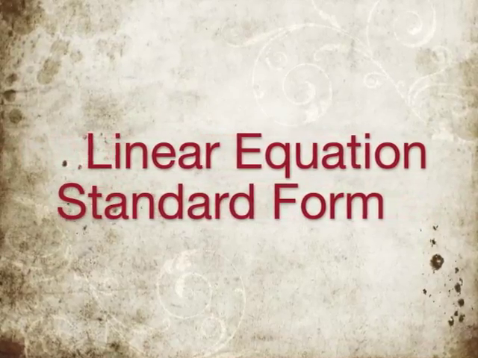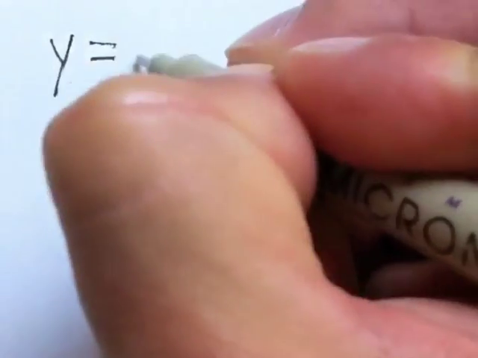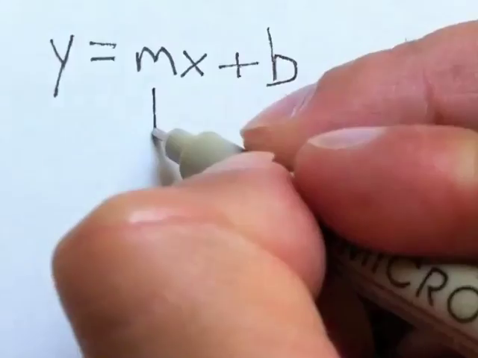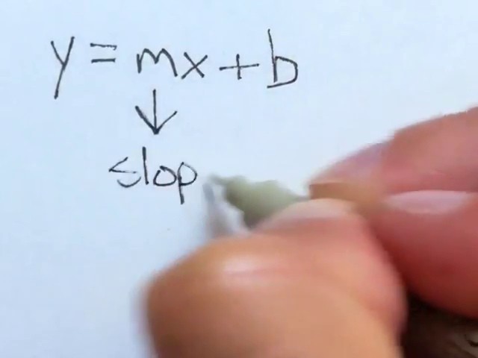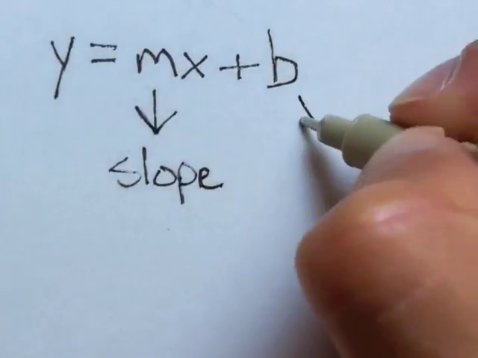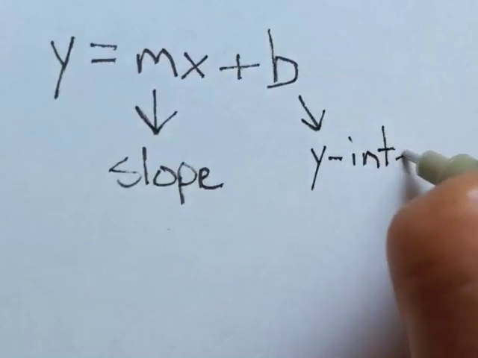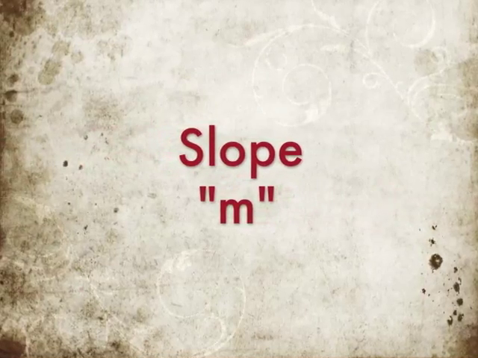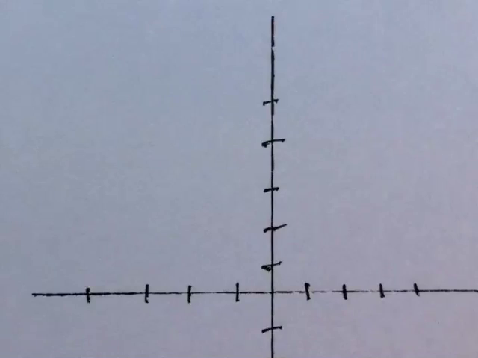Before we start work on our example, we've got to go over the standard form of a linear equation. It's written y equals mx plus b, where m is the slope, b is the y-intercept. Now this is a critical thing to know. So first we're going to talk about the slope m. So we'll write that at the top of this graph.